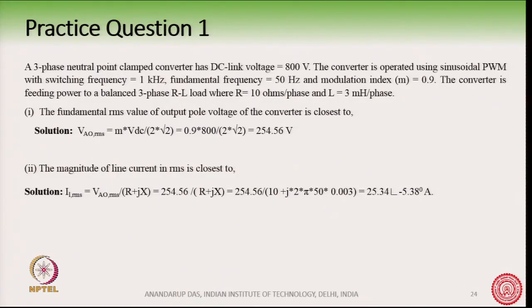So, let us now see a sample problem from the neutral point clamped converter. A 3-phase neutral point clamped converter has a DC link voltage of 800 volts. The converter is operated using sinusoidal PWM with switching frequency 1 kilohertz, fundamental frequency is 50 hertz and modulation index is 0.9. The converter is feeding power to a balanced 3-phase RL load, where R is equal to 10 ohms and L equal to 3 millihenry per phase.